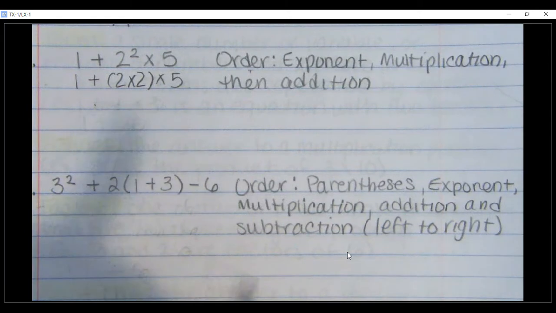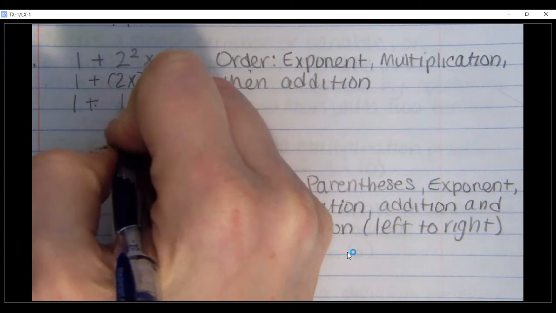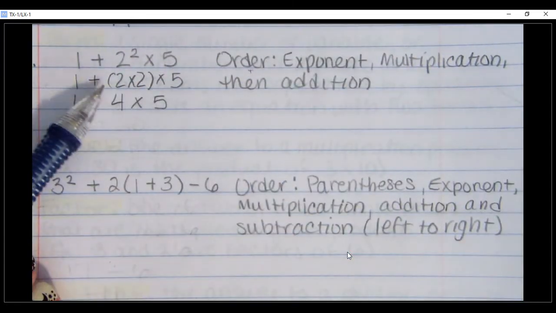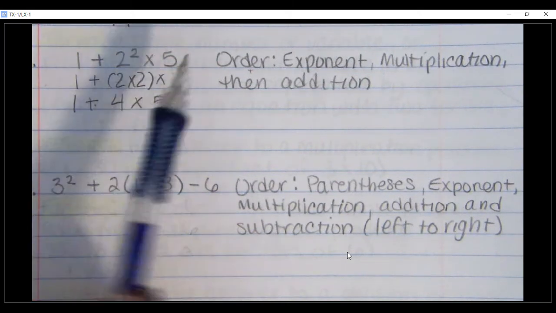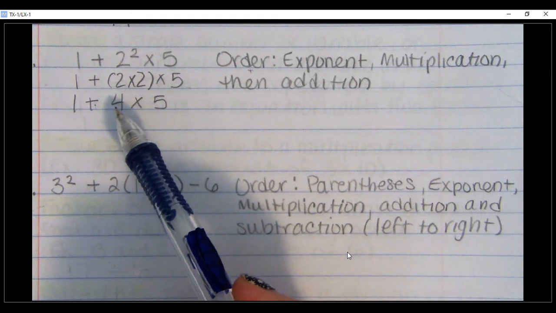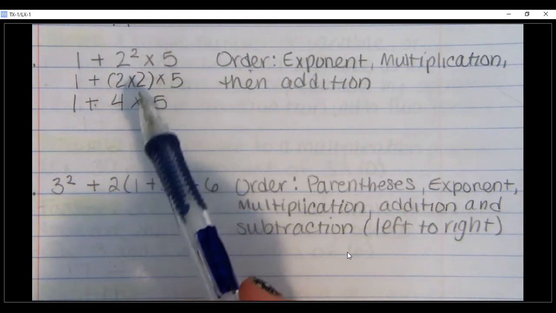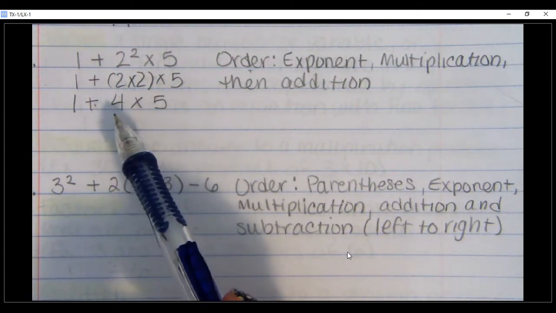So I'm going to do that next, or first, I should say, in this particular problem. And 2 times 2 is 4. So again, I took everything I didn't use, which was the 1, the plus, and the times 5, and just brought it down as I was solving 2 squared. If you can mentally do this in your head and know that 2 squared is 4, you don't have to write the step. I just wanted to show you where that 4 came from.